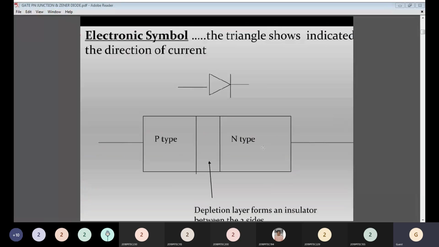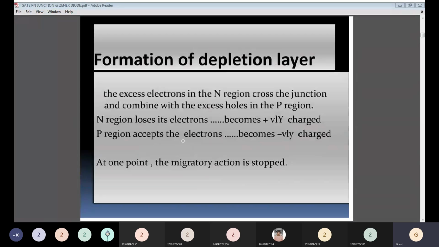So electrons will be moved from the N region to the P region. So there is a loss of electrons in this N-type material, because as the electron number is reduced, they have moved to the P-type material. That's why this N-type material will be charged. Whereas the P-type material gains an electron from the N-type material. So that's why it is charged. At one point, the migration of these electrons to the holes will be stopped.